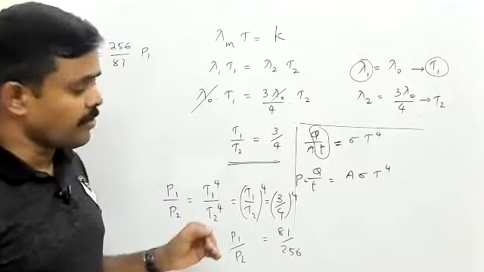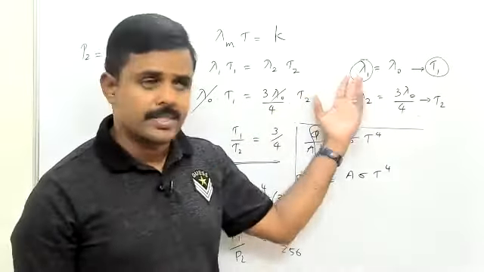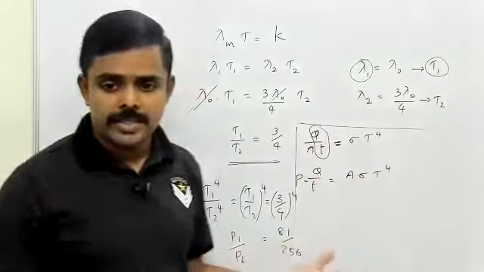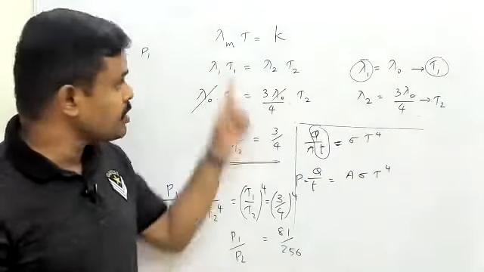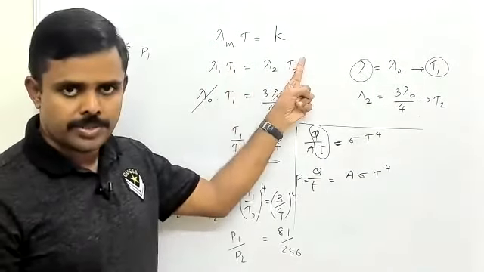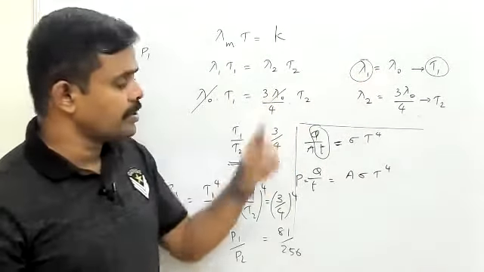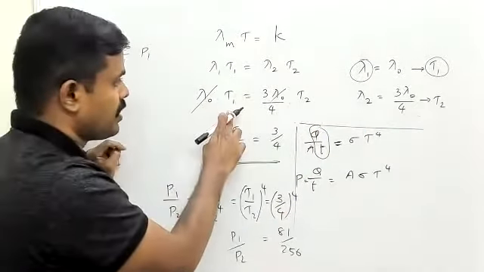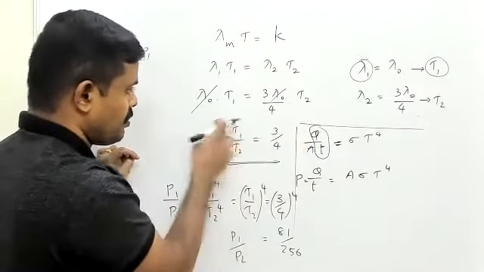So first of all, how do you arrive at this conclusion? Because you see lambda there, and you see T mentioned there. So you must relate them. What is the relation connecting lambda and T? Lambda into T is equal to constant, which means lambda 1 T1 is equal to lambda 2 T2, is equal to lambda 3 T3, is equal to lambda 4 T4. So lambda 1 T1 is equal to lambda 2 T2. Lambda 1 is lambda 0, T1 is T1, lambda 2 is 3 lambda 0 by 4 into T2. So T1 by T2 will be what?